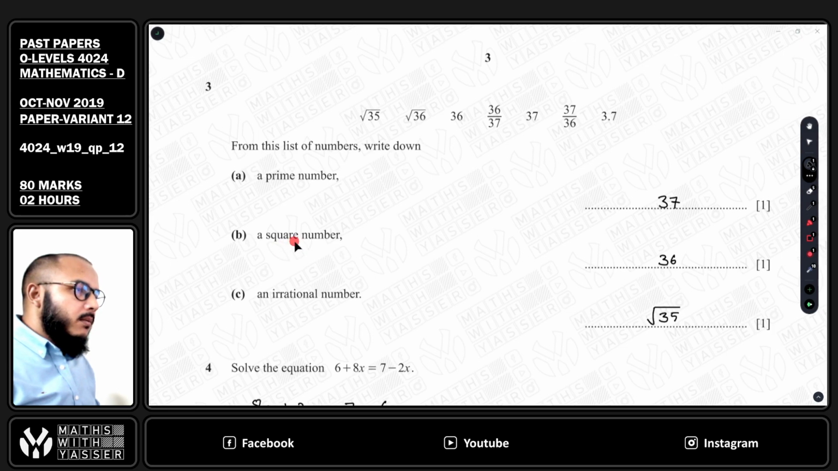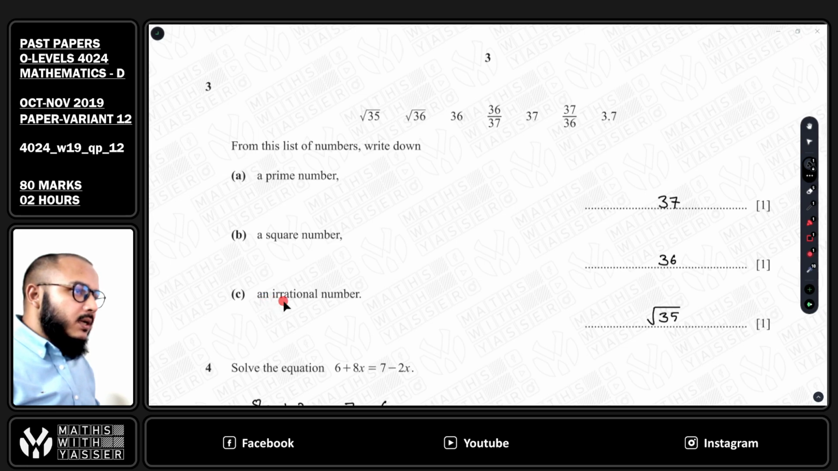This one, students might make a silly mistake considering this to be a square number. This is not a square number, of course, because if you square root 36, it will become 6. So this itself is not a square number. 36 is a square number. 6 times 6 is 36, so hence 36 is a square number.